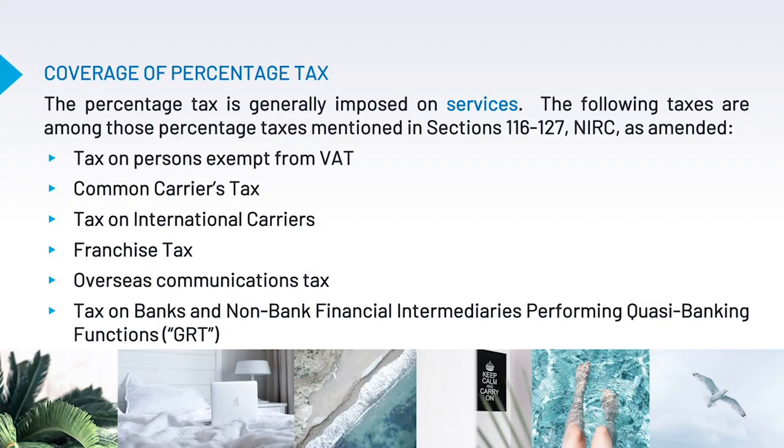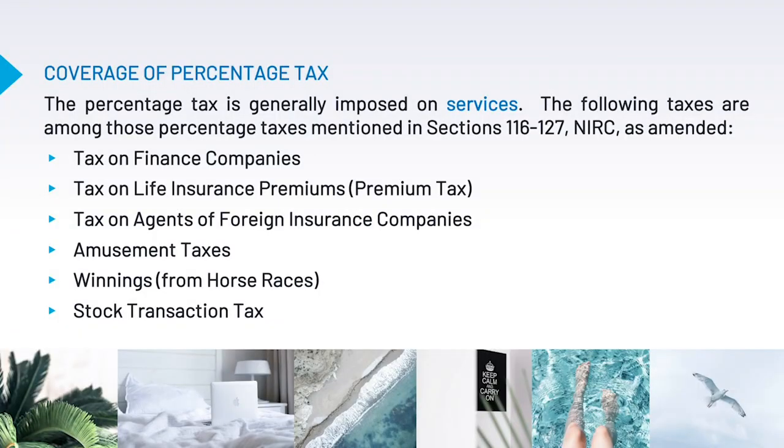Number 1, tax on persons exempt from VAT. There are criteria for a person to be exempted from VAT. We will discuss it further. Number 2, common carriers tax. Number 3, tax on international carriers. Number 4, franchise tax. Overseas communications tax. Tax on banks and non-bank financial intermediaries performing quasi-banking functions, or GRT. And the next part of percentage tax: tax on finance companies, tax on life insurance premiums or the premium tax, tax on agents of foreign insurance companies, amusement taxes, winnings from horse races, stock transaction tax.